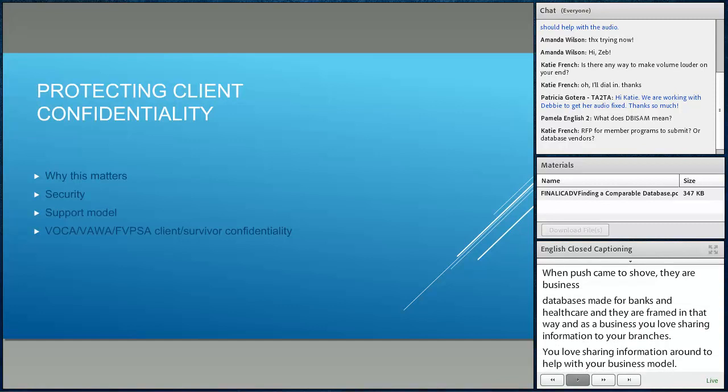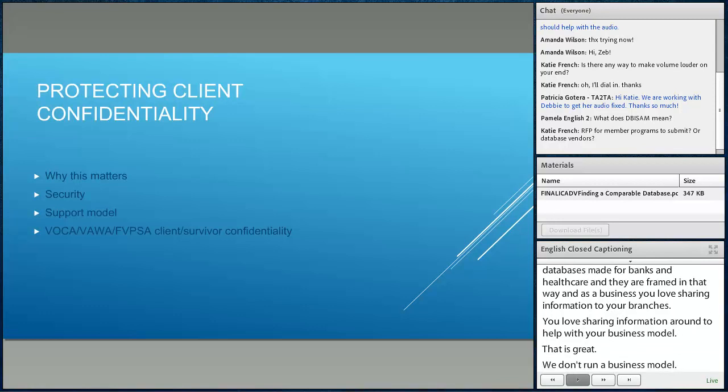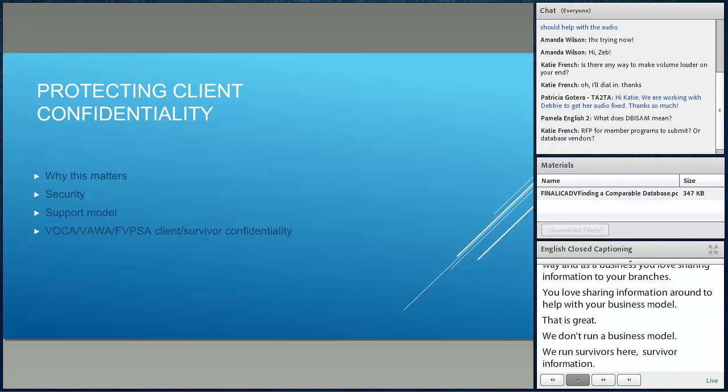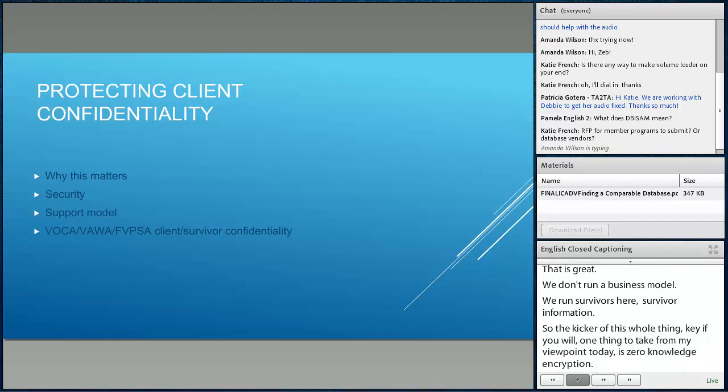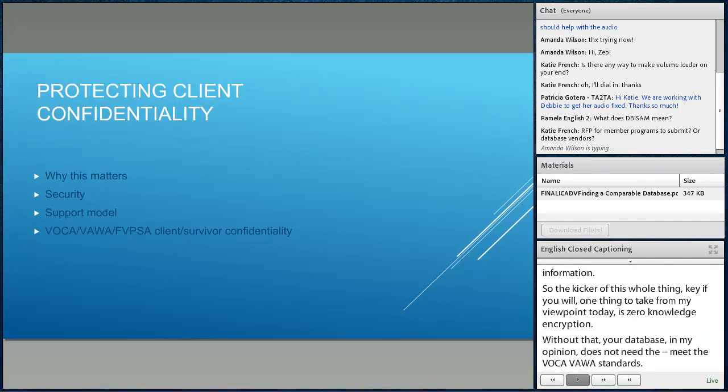So the kicker of this whole thing, the key, if you will, the one thing to take from today, from my viewpoint, is zero knowledge encryption. Without that, your database, in my opinion, does not meet the VOCA VAWA standards. You have to be able to keep a vendor from seeing the information. When I say vendor, I mean not only the person or company making the database, but also where that database is stored. I'm talking about internet-based, cloud-based databases.